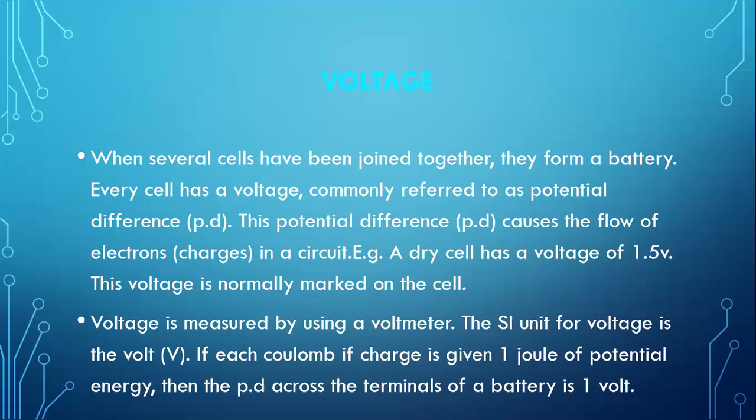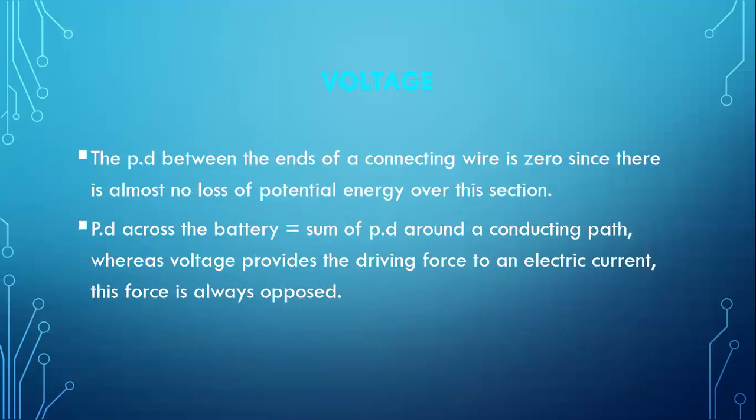Taking an example, a dry cell has a voltage of 1.5 volts. Now, this voltage is normally marked on the cell. Now, this voltage is measured by using a voltmeter. The SI unit of voltage is the volt. Now, if each coulomb of charge is given 1 joule of potential energy, then the potential difference across the terminals of the battery is 1 volt.